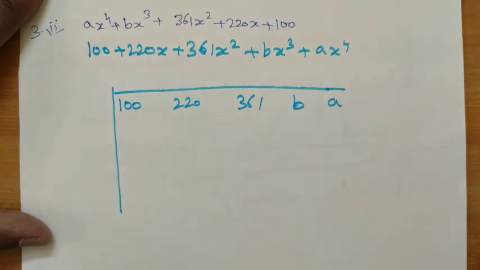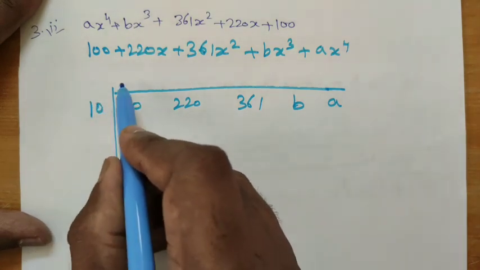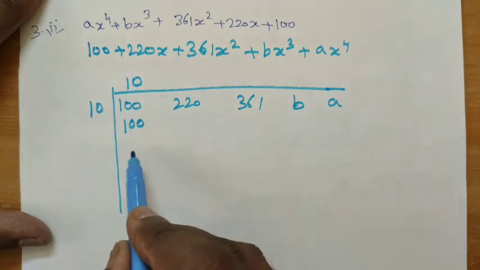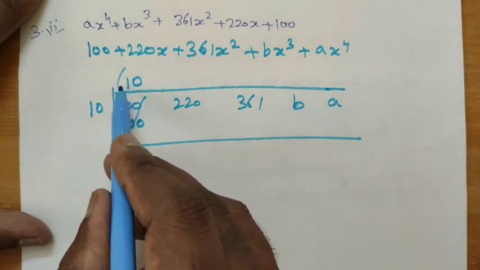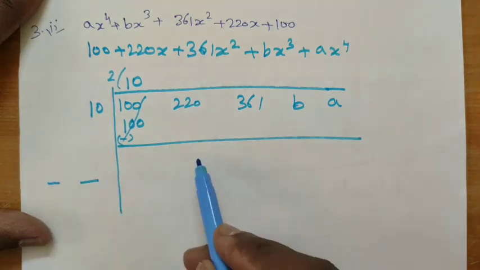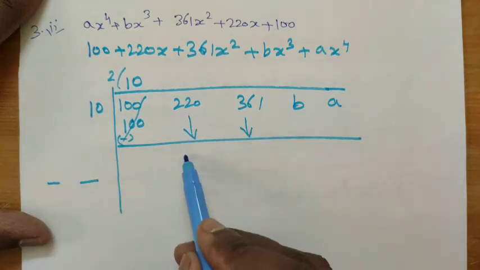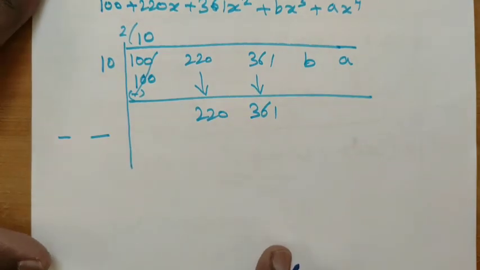Now 100 is a perfect square number. We know that 10 tens are 100. So the first term becomes cancelled. Whatever the number appears, you just multiply with 2. Then in second step we have to write 2 terms, right? I take these 2 terms down, and then 220, 361.